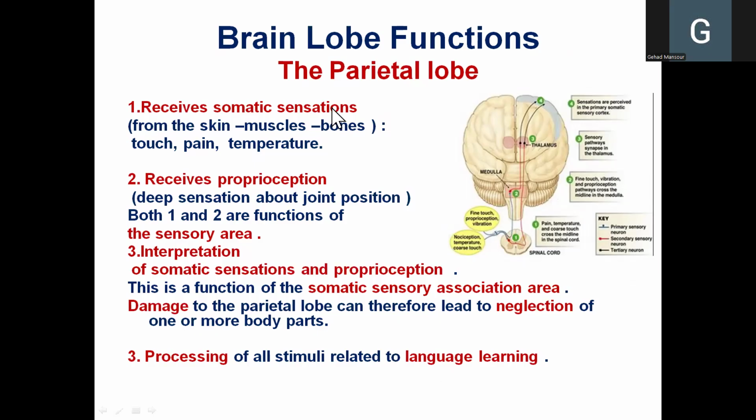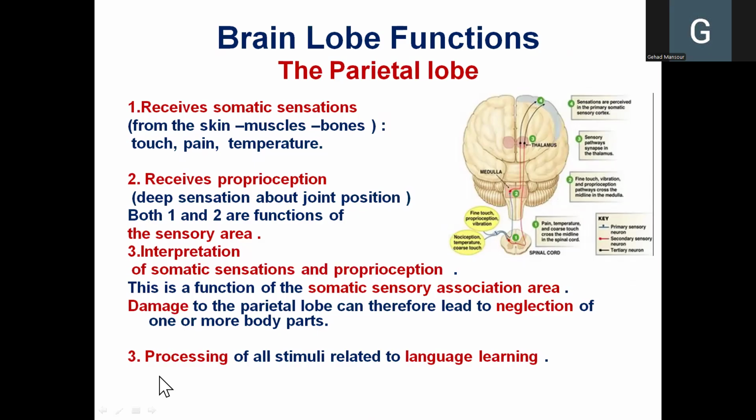First of all, what are the somatic sensations and how are they different from proprioception? The somatic sensations are sensations from the skin, muscle, and bones, like touch, pain, and temperature. And proprioception, on the other hand, is a deeper sensation, coming from the tendons of the muscles, the joints themselves, the capsule around the joint, the ligaments. So it's deeper than the rather superficial somatic sensations.